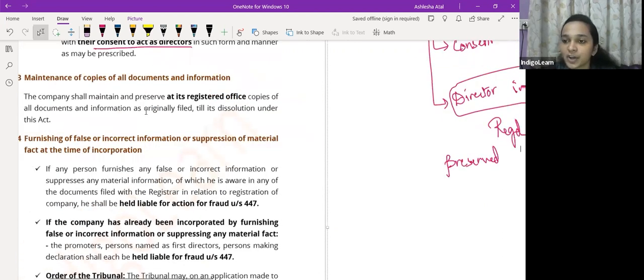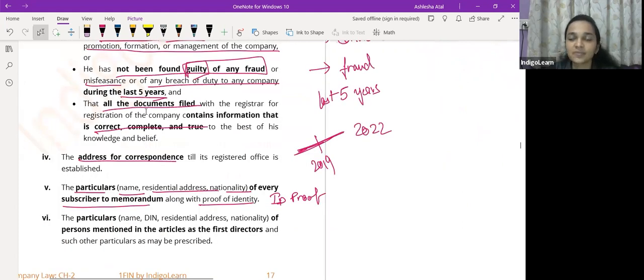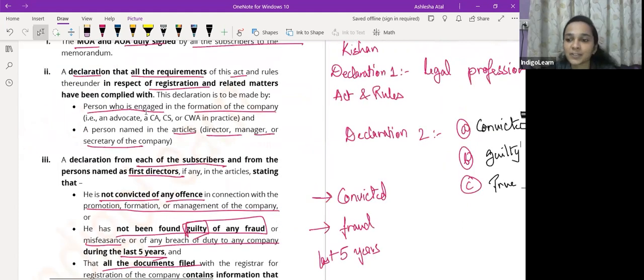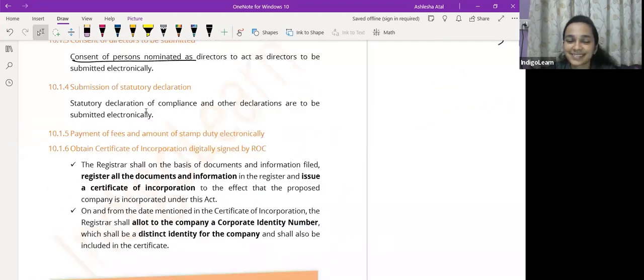और जब इनकॉर्पोरेशन डॉक्यूमेंट फाइल करें ना, तभी some fees has to be paid. Nothing happens for free. Did you understand this? Okay. ठीक है. So this was the entire incorporation process of the company.